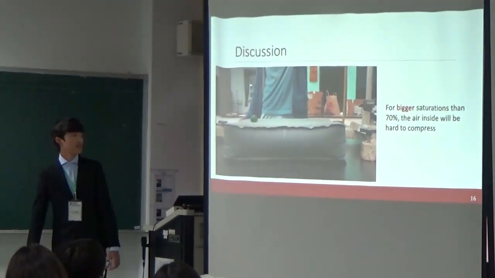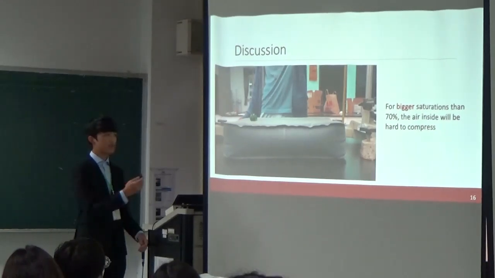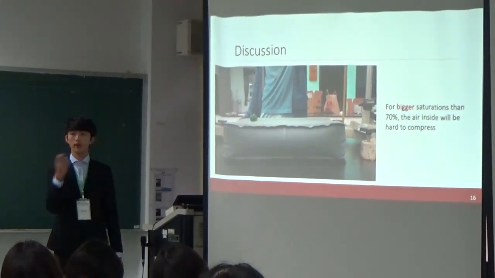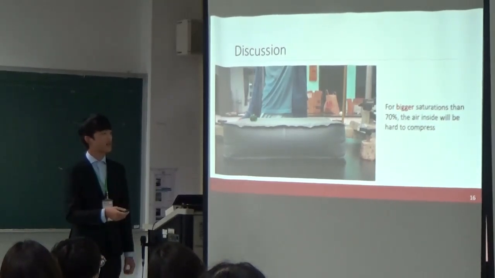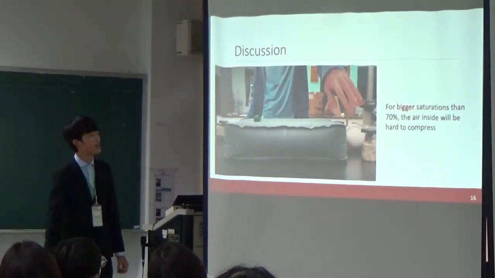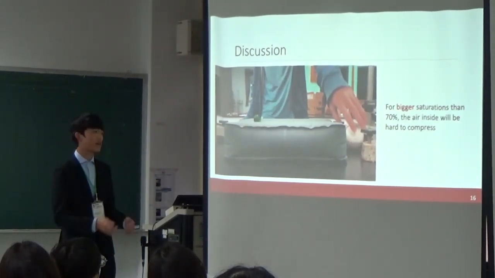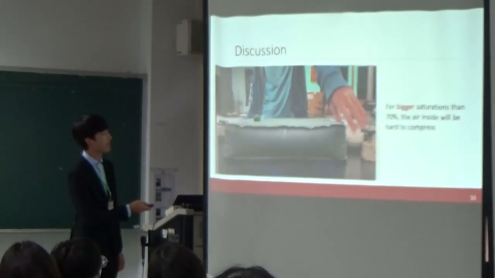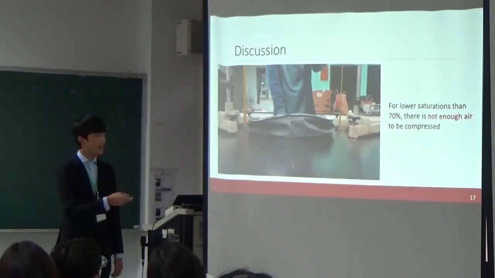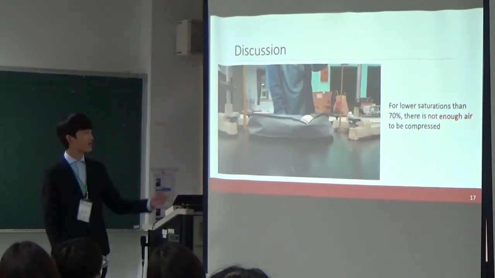And this is a discussion of why, for saturations bigger than 70%, the ball will not reach a greater height. We believe that it is because for saturation higher than 70%, the air is too full and it is hard to compress the cushion. And for saturations lower than 70%, there is not enough air to be compressed, shown over here.